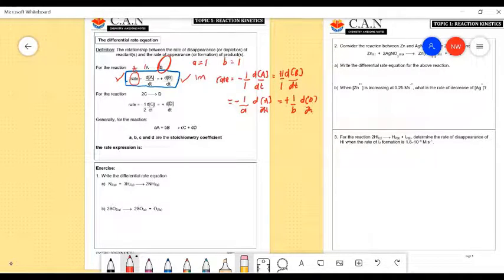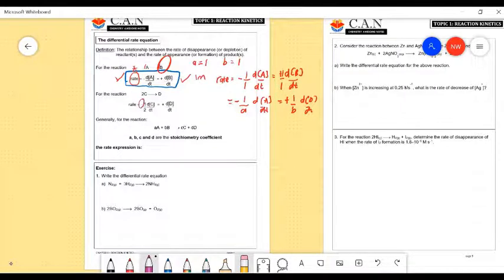Alright. So, for the second example here, as you can see, 2C. The reactant undergoes reaction and produces D. So, rate equals negative. Okay, the negative sign must be written for the reactant. So, this negative sign for the reactant must be written because the negative sign shows that the reactant disappears or is depleted over time. That's why the negative sign and positive sign are very important in writing the differential rate equation.